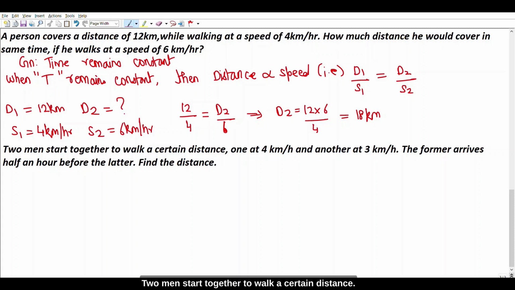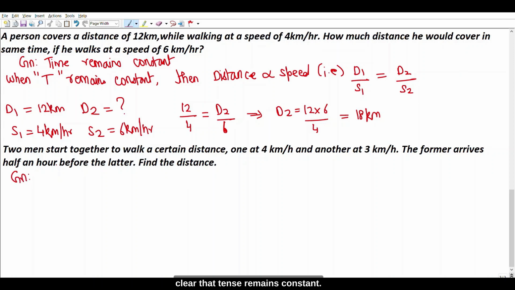Two men start together to walk a certain distance, one at 4 km per hour and another at 3 km per hour. The former arrives half an hour before the latter. Find the distance.